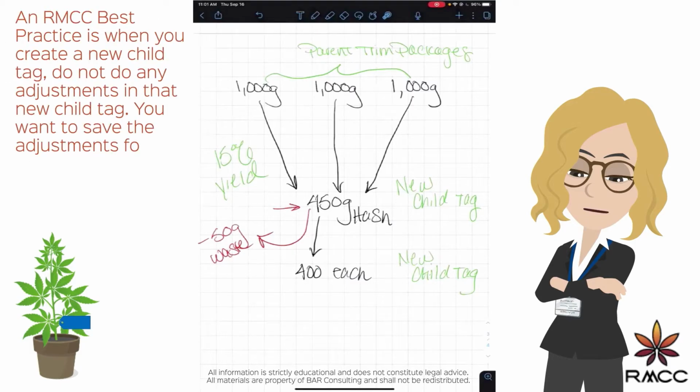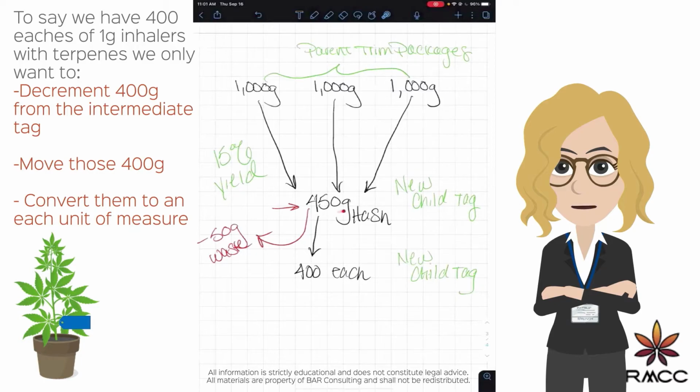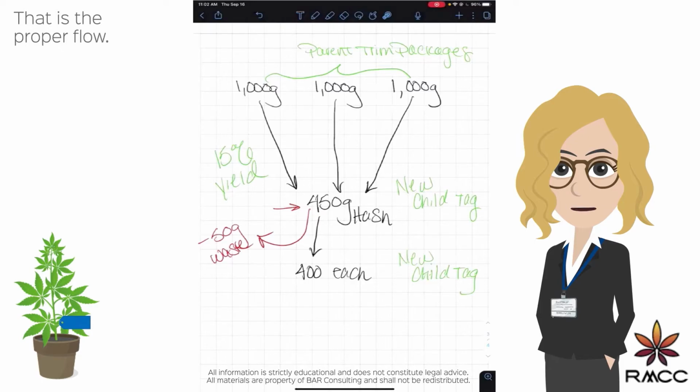Another great best practice from RMCC is when you create a new child tag, you really don't want to do any adjustments in that new child tag. You want to save the adjustments for the previous step. And that's because you are creating a new tag. So theoretically, that should be as close to perfect as possible. So we only want to decrement 400 grams from this intermediate tag and move those 400 grams and convert them to an each unit of measure to say we now have 400 eaches of 1 gram inhalers with terpenes. So that is the proper flow.